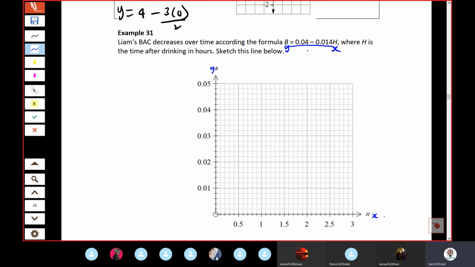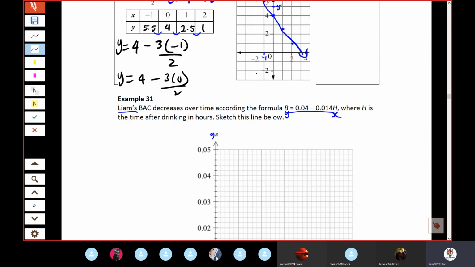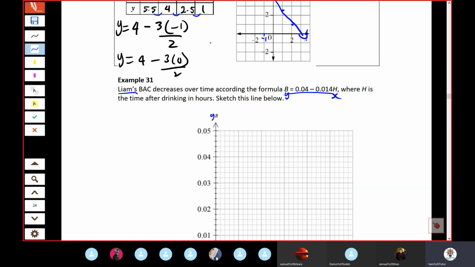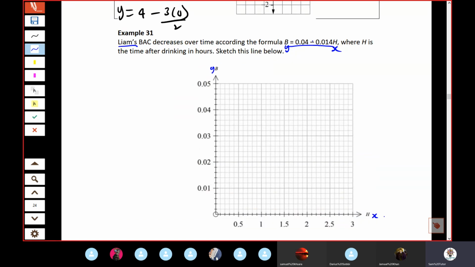Then, just to make it a little bit harder, I put Liam in there and I put some background information and some time after drinking and sketch. But in other words, I could have made it look simple like this, or I could have made it look hard like this. But both require the same amount of work. But it's funny, once I give it like this, everyone goes, oh, I can't do this. Think of it exactly the same. So there's my equation. If you want to write it with y's, if that makes it look easier for you, then you can do that. It won't make a difference.